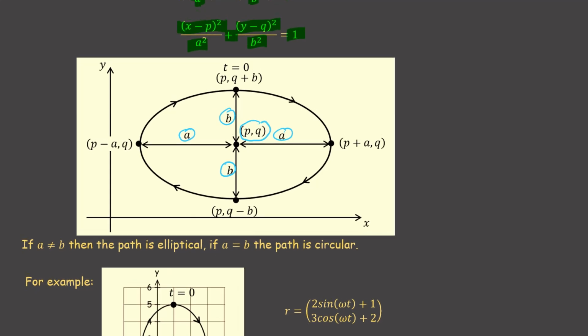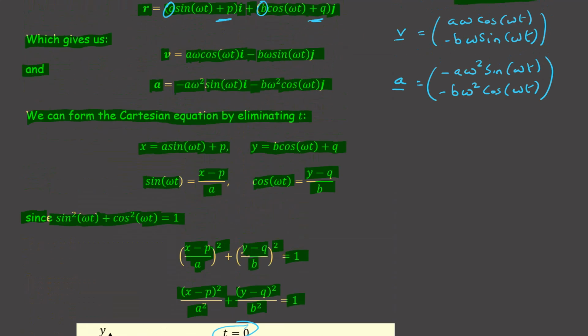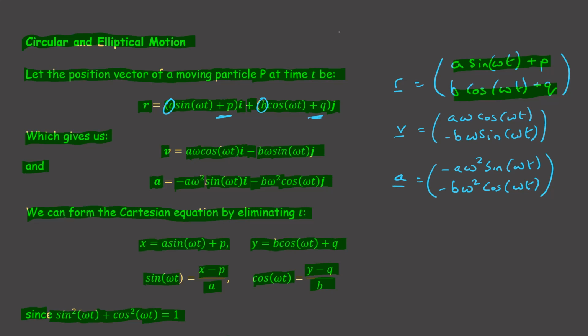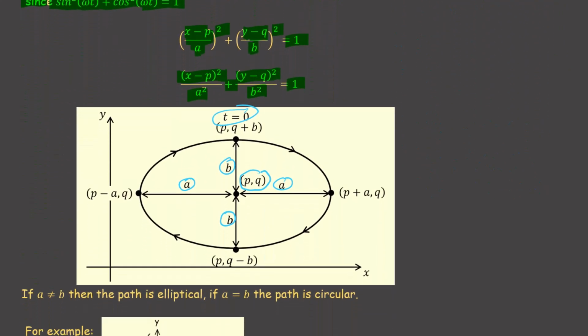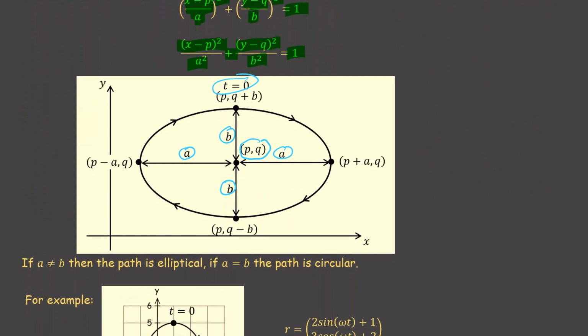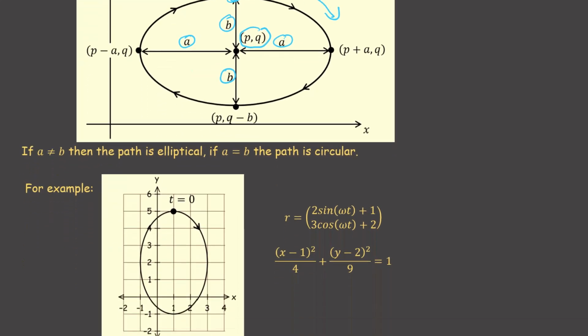And at t equals 0, sin of 0 is 0, so that would just be p. Cos of 0 is 1, so we'd have b plus q, or q plus b. And you can see that's where it is at t equals 0. And then you can check as you change the value of t which way round it's going to go, and it goes in this direction as indicated. So it starts at this point up here and goes clockwise in this case.